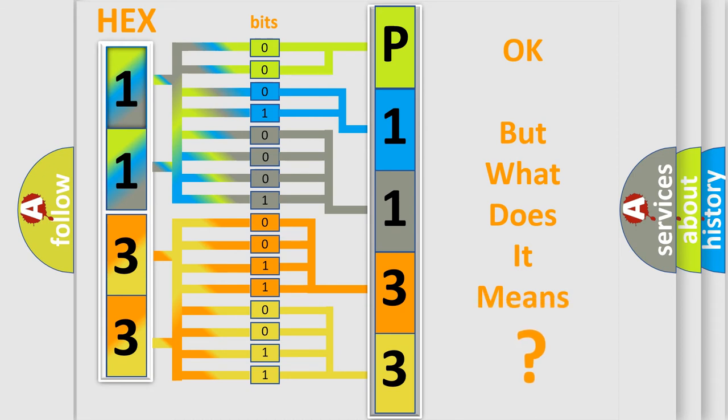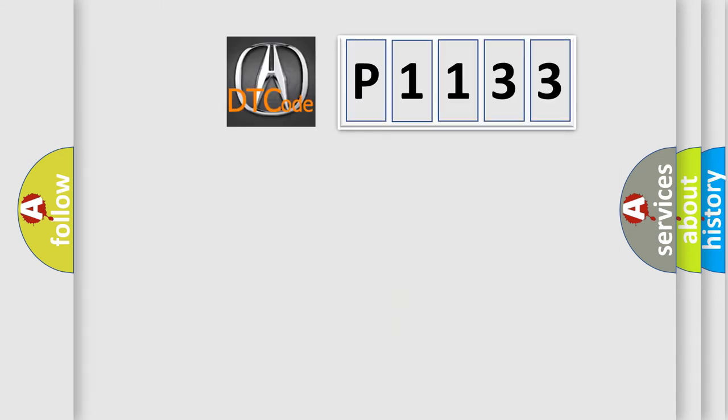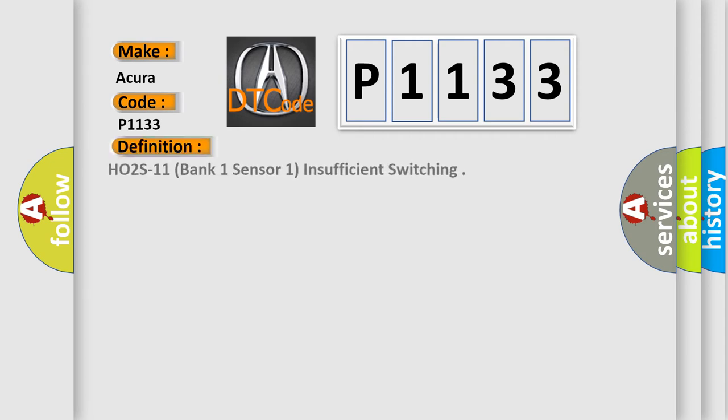The number itself does not make sense to us if we cannot assign information to what it actually expresses. So, what does the diagnostic trouble code P1133 interpret specifically for Acura vehicles? The basic definition is HO2S11, Bank 1 Sensor 1, insufficient switching.